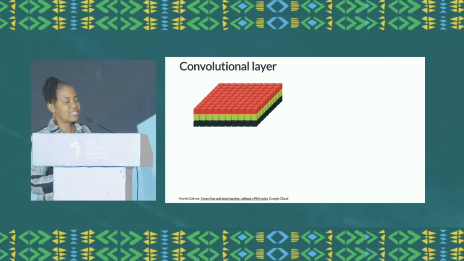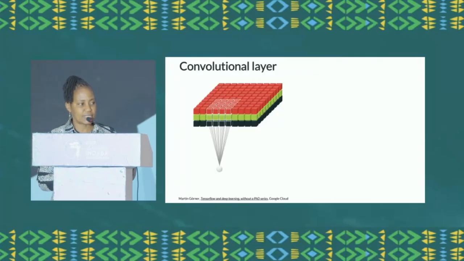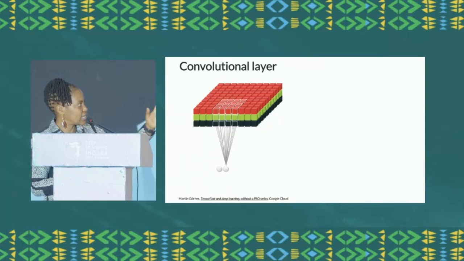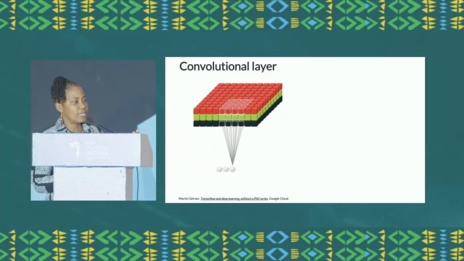I acknowledge Martin Gorner on this slide for the very good course that he curated on TensorFlow and deep learning without a PhD. You have an image, in this case a colored image, so it has 3 channels, 3 dimensions, and the convolution kernel scans the image in patches, each patch being a neuron. It scans the image in a given order in order to extract the features and in turn obtain another representation of the image.